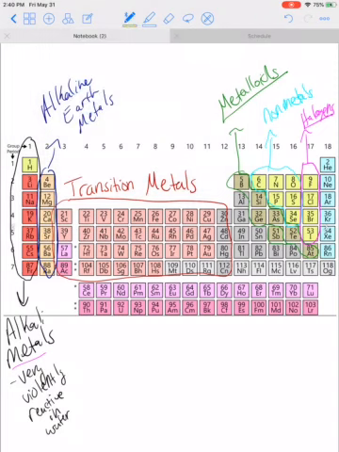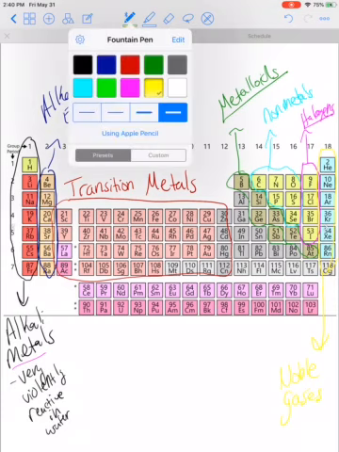And then finally, this final column here, this final family, is also very special. We call them the noble gases. And we call them that because they are non-reactive. They do not react with anything. And so they're noble. They're nobility. They need nothing. They need no one. All right? So they are the noble gases.